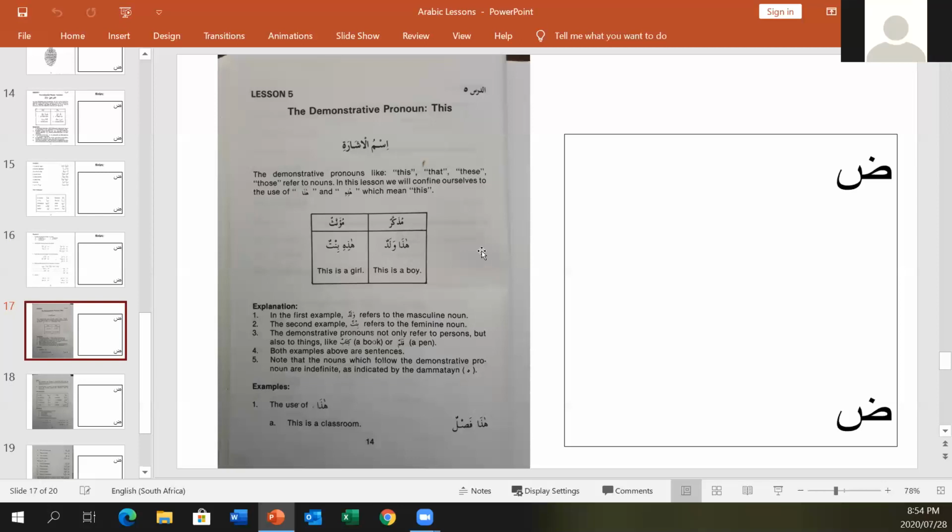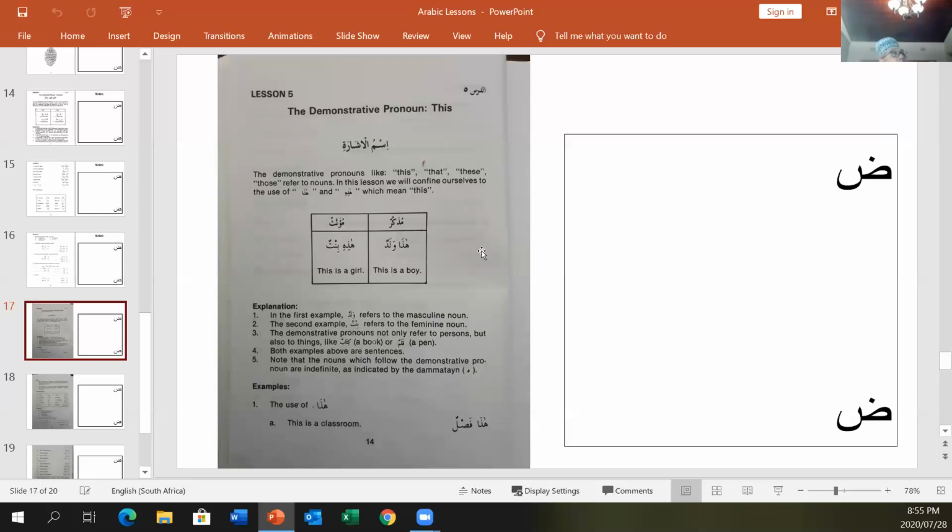Masculine and feminine. Yeah, excellent. Masculine and feminine. So you use hada for masculine and you use hadihi for feminine, file that as a reference. Whenever you address something which is masculine, you will use hada. And whenever you address something which is feminine, you will say hadihi.